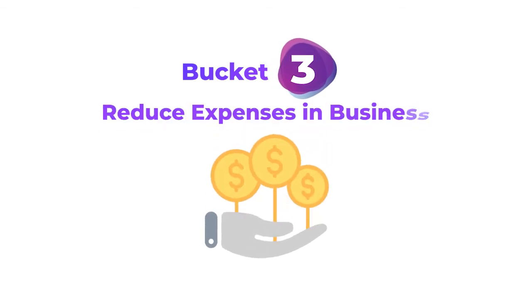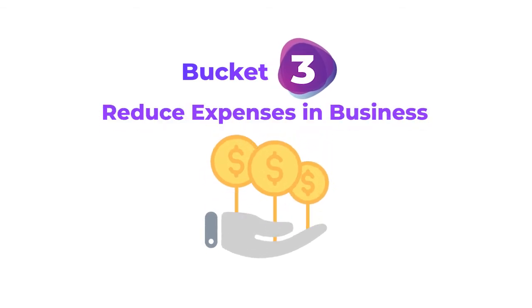Bucket number 3 is to reduce expenses in business. Let's look at bucket number 3, which is all about reducing expenses in the business. So far, we looked at 2 buckets. Bucket number 1 was all about maximizing your revenue in the business, and I shared with you 3 strategies. Then we looked at bucket number 2, which is all about improving cash flow margins in the business, and I also shared with you 3 strategies.